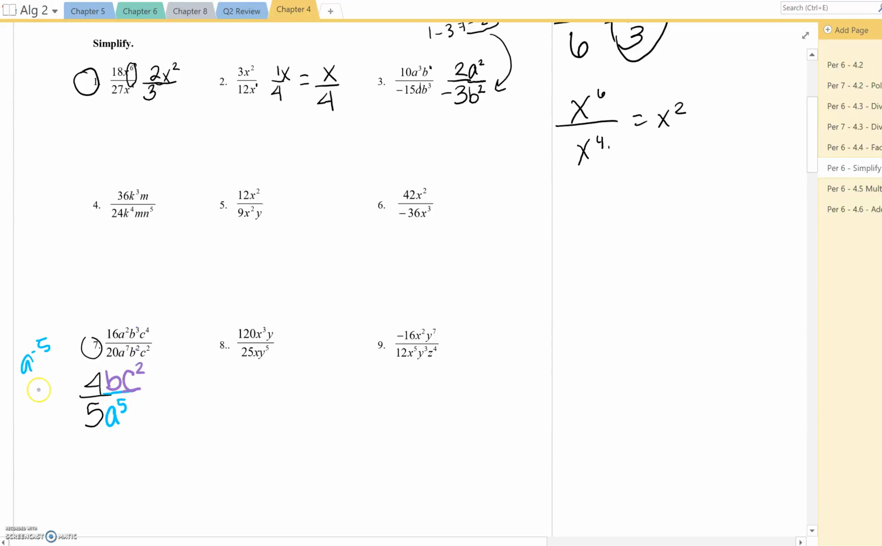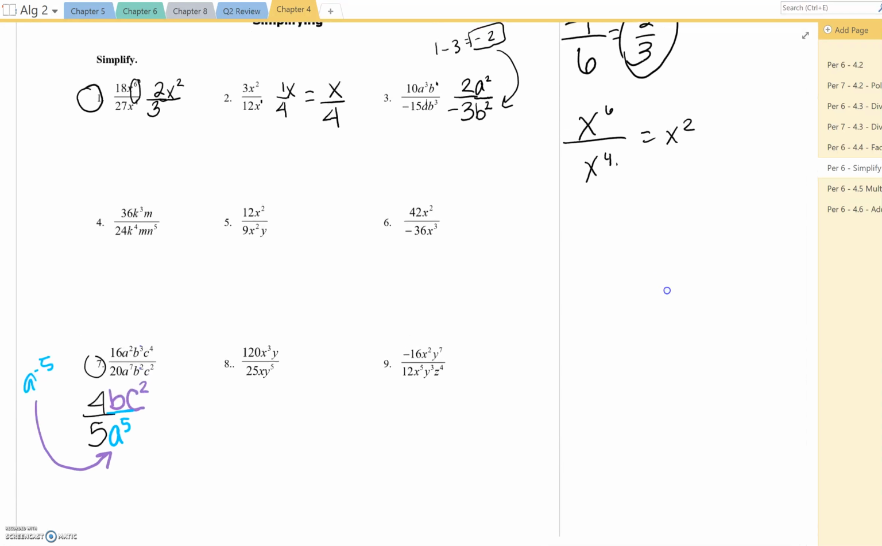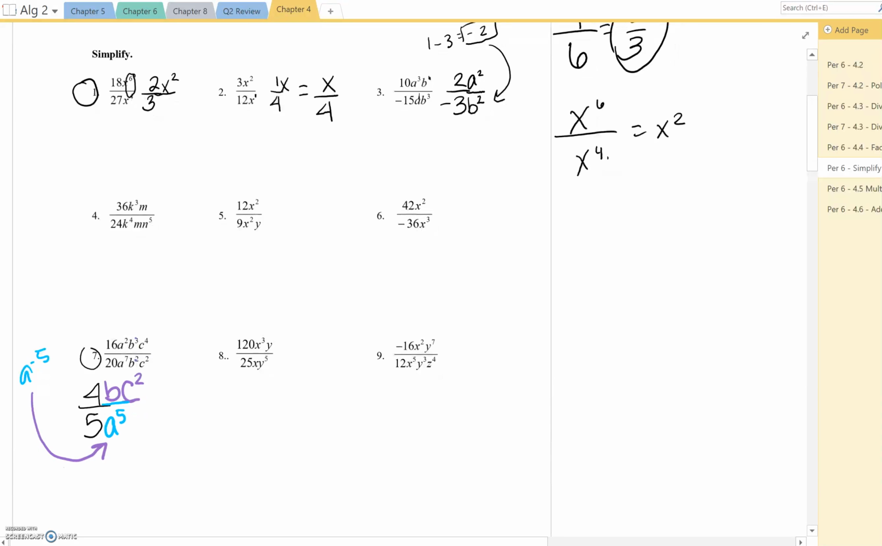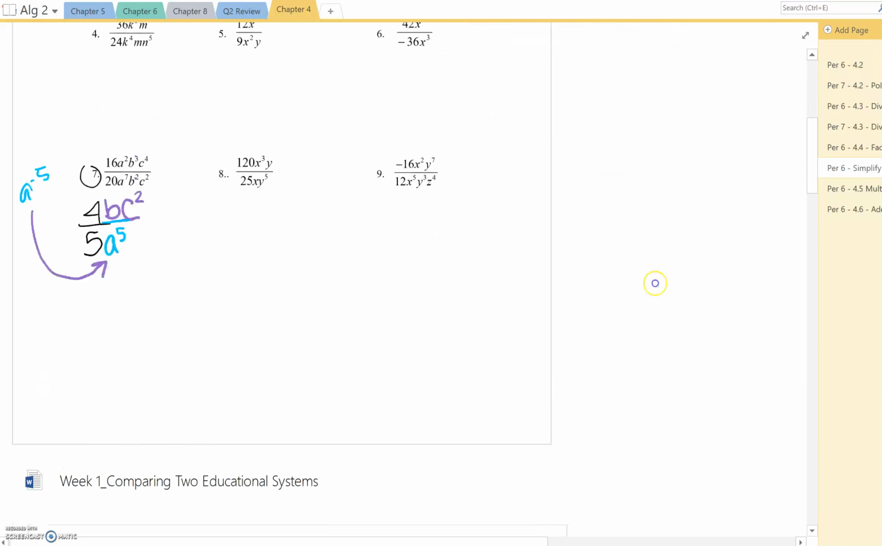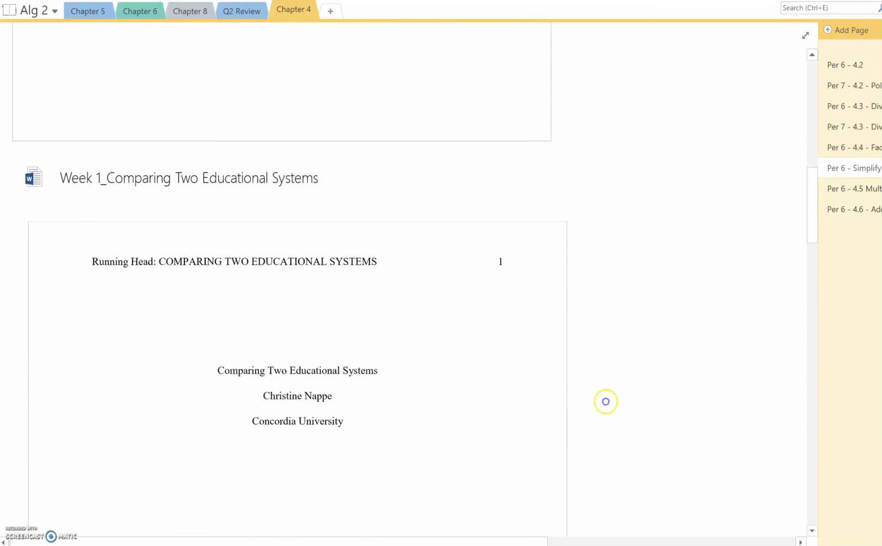So any negatives, you automatically drop them down into the denominator, take the negative away, and keep simplifying. Okay, so that's that side of the worksheet. It's very straightforward. You're really just simplifying fractions and then taking your rules of exponents and subtracting. Okay?